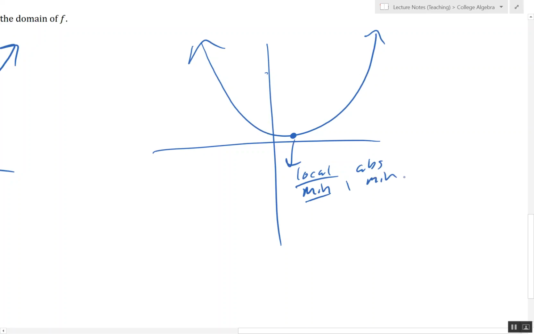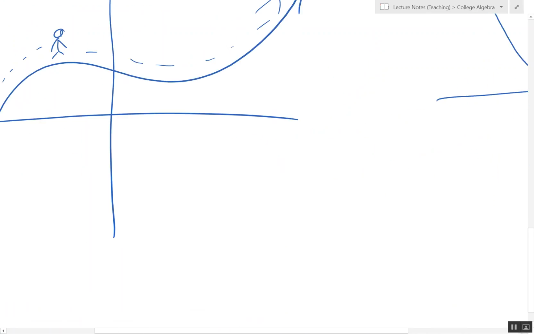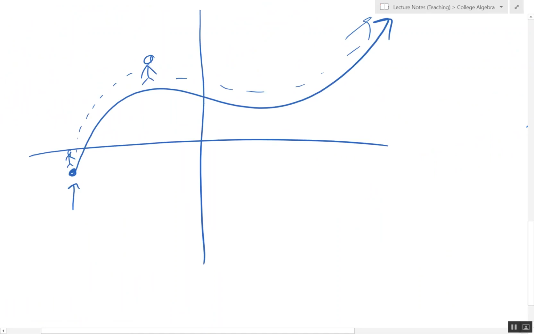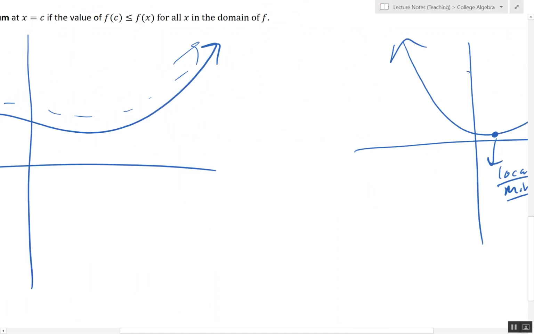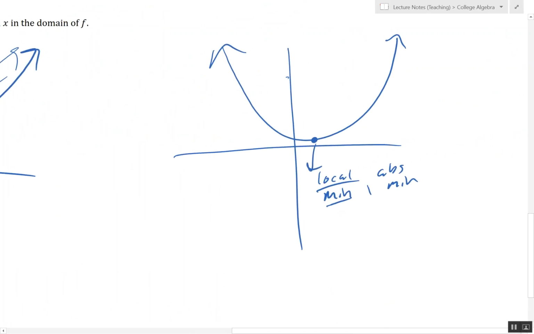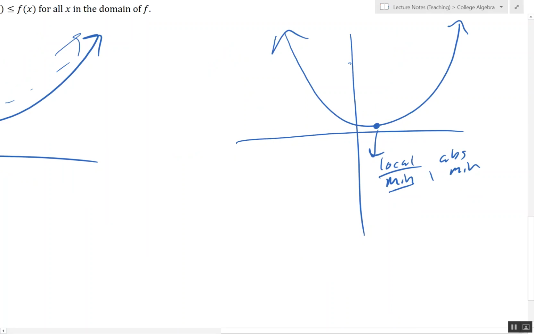So you can have absolute mins in the middle of the graph, you can have them at the endpoints of a graph. It doesn't matter if one side goes to infinity, both sides go to infinity. It can occur with all types of different graphs, and when you get to calculus, you'll find a criteria to be able to figure out when you can always guarantee you have a local or an absolute max and min, and where to find them.